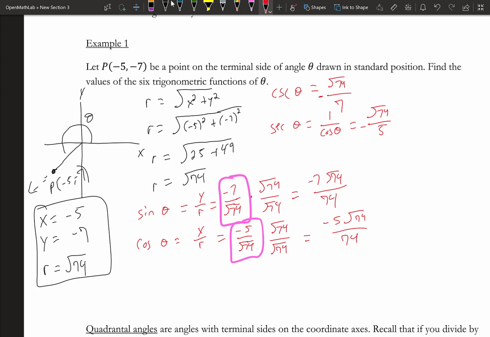So then tangent of theta is equal to y over x. So this would be -7 divided by -5, where the negatives cancel, so it would be just 7/5. And then cotangent of theta equals x over y, which would be -5 over -7, which simplifies to just 5/7. So not too terribly difficult, right?